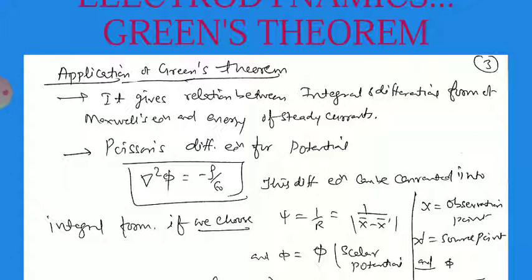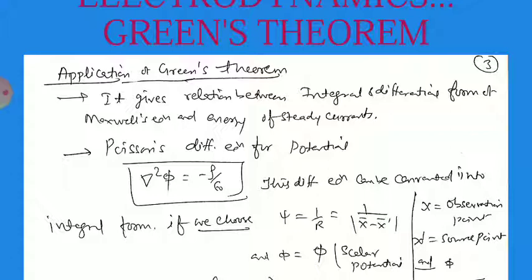And second, we can write the Poisson differential equation for the potential, and using this one we can obtain many different types of the Green theorems. So we know the Poisson differential equation, del square phi equal to minus rho by epsilon naught, where rho is the volume charge density.